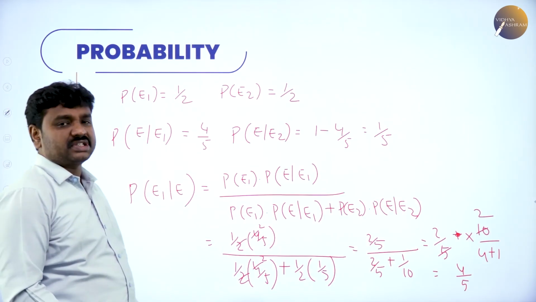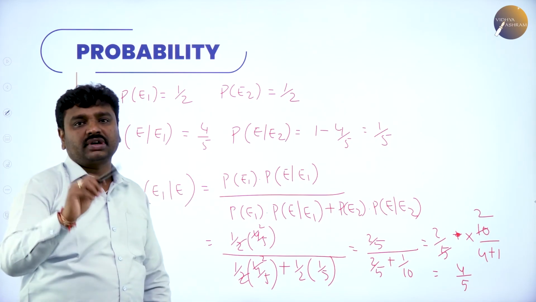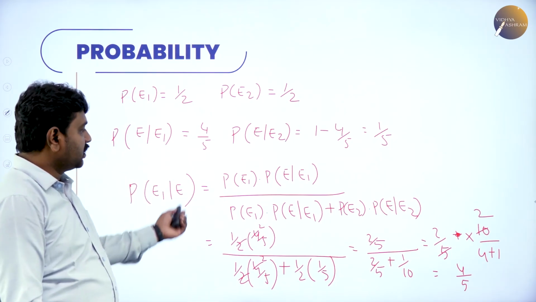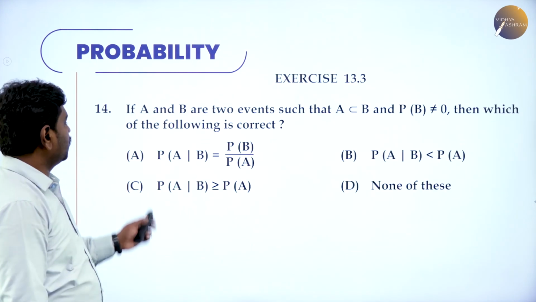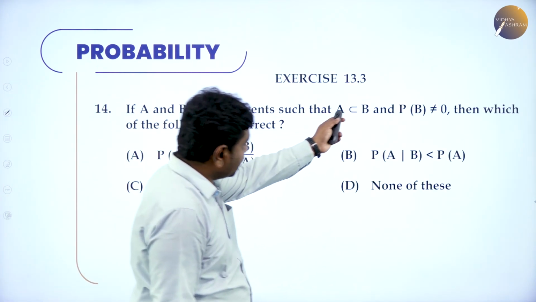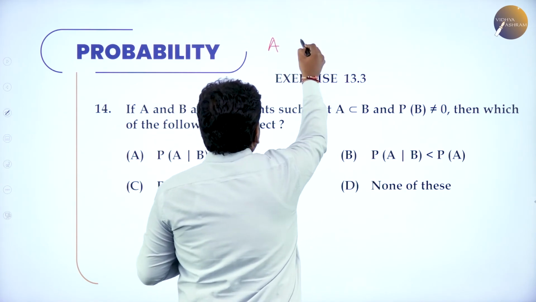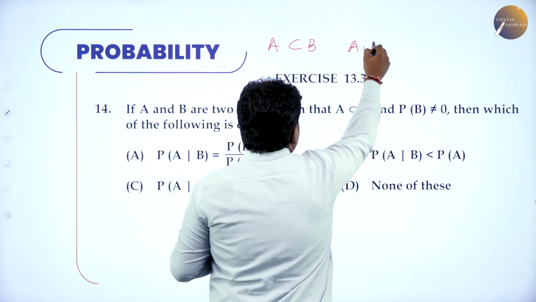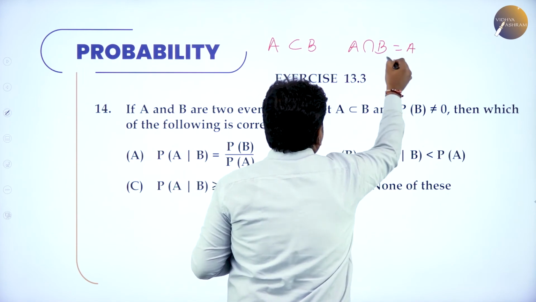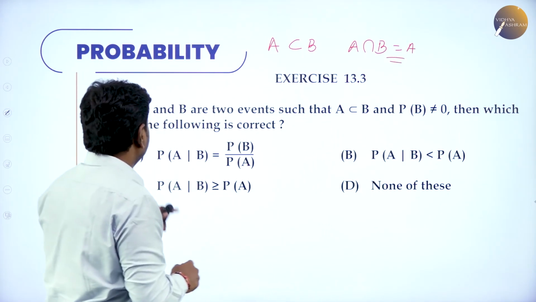So we are using Bayes theorem. In my last session also I taught you Bayes theorem. First recollect Bayes theorem and produce the formula. Now A and B are two events such that A is a subset of B. Please understand, if A is a subset of B, then A intersection B is A only. That is important. Now, which of the following?